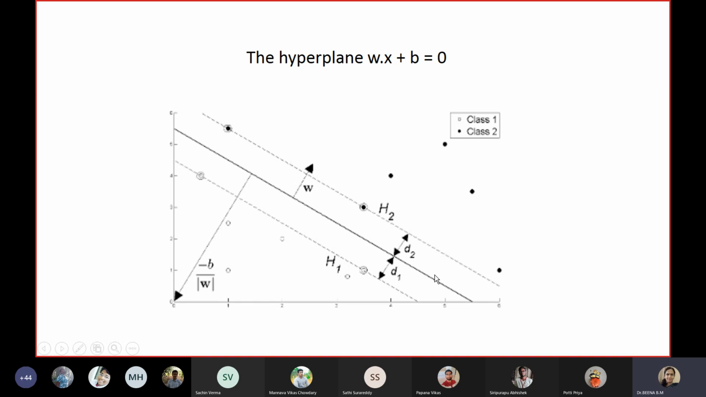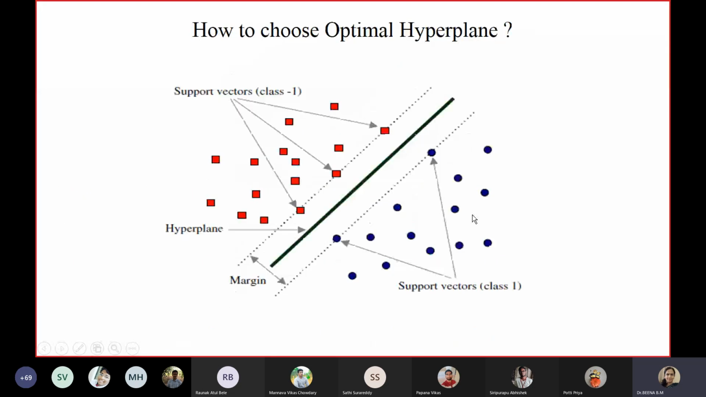Anybody? Normal to the plane. Okay, yes, for the time being you can take that. It is a value which is normal to the hyperplane. To make this explanation simple, this is the point normal to the hyperplane. And here, this is the equation. What is the equation for the hyperplane? You already know it.